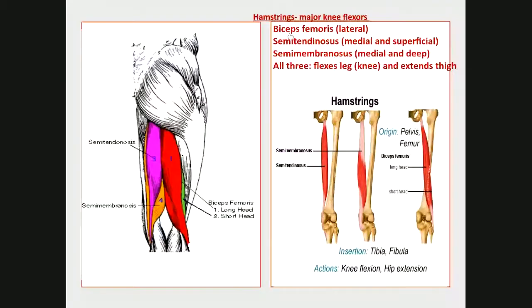In the posterior compartment, the group is called the hamstring muscles. It includes three muscles. Laterally is the biceps femoris. We always refer to anatomical position. This is a posterior image. So the lateral muscle here is the biceps femoris. There are two heads, the long head and the short head. Medially is the semimembranosus. That's how you're going to remember it: membranosus with medial. On top of that is the semitendinosus, which you can see here in pink. It's medial and superficial. This posterior compartment is responsible for hip extension and knee flexion.